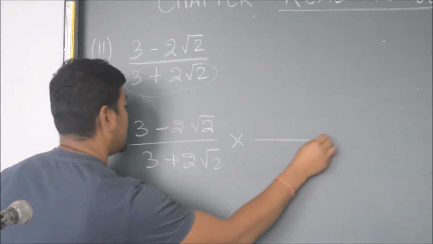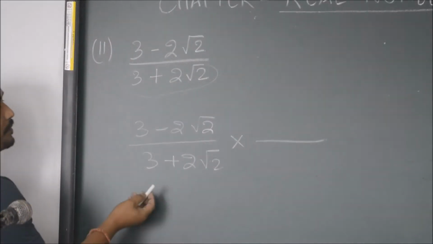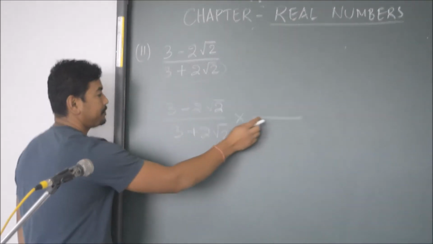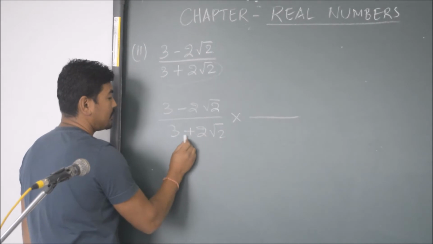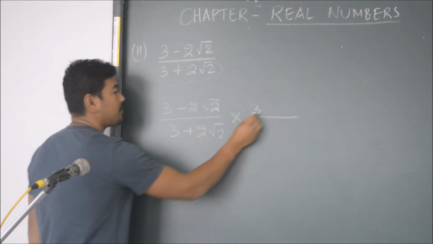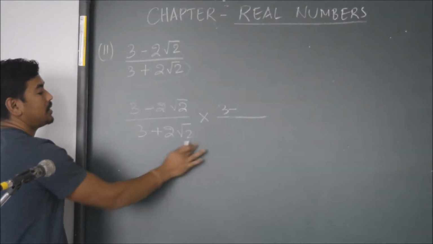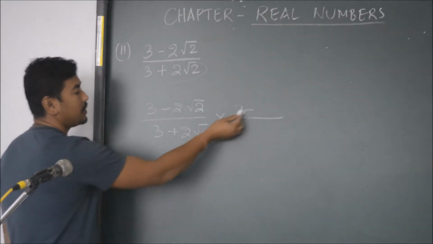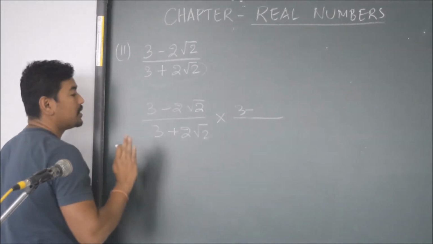Now here is the point. We are going to multiply this expression by the same thing here, that is 3, but instead of the plus you have a minus sign. You know you have to change the sign. If it is plus, we'll make it minus. If it is minus, we'll make it plus. Others will remain the same.